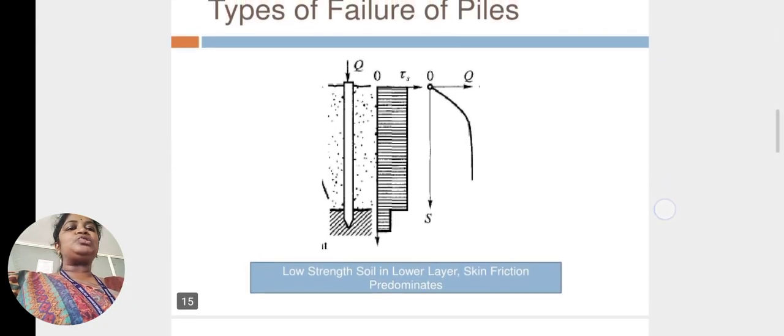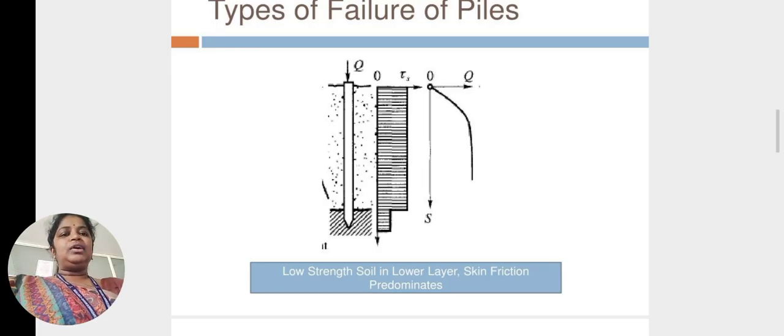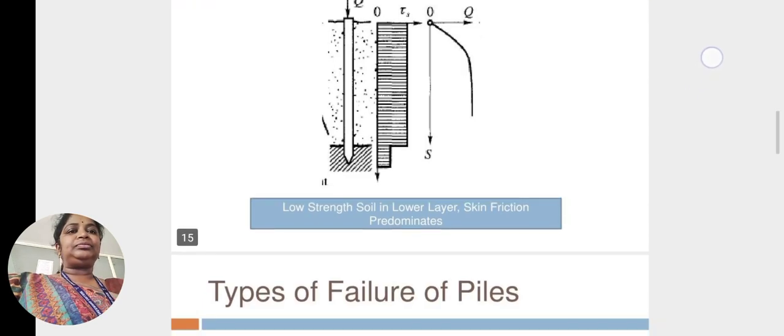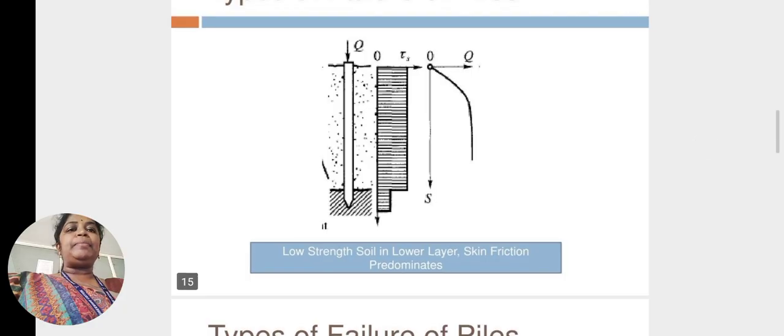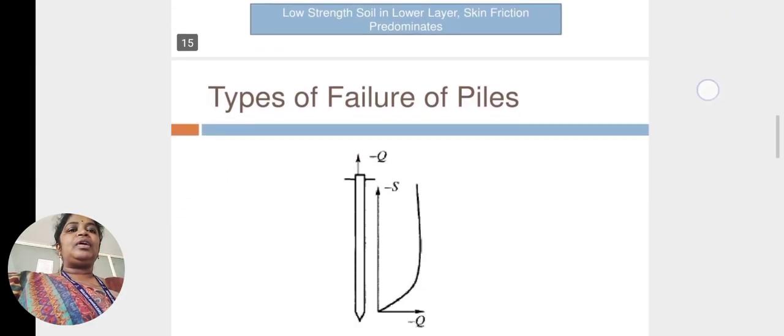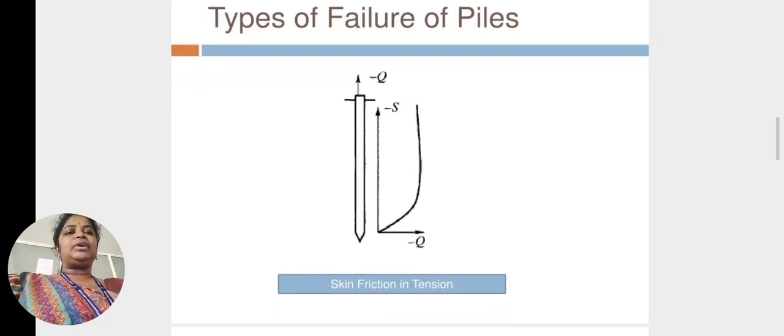Next, low strength soil in lower layers, skin friction predominates. So when the soil in the lower layers is of low strength and also skin friction predominates there, then the failure is going to happen like this. Pile mechanism, pile placing, and also curve is clearly shown. And types of failures of piles: skin friction in tension. So when skin friction is in tension, in that case also this type of failure occurs.